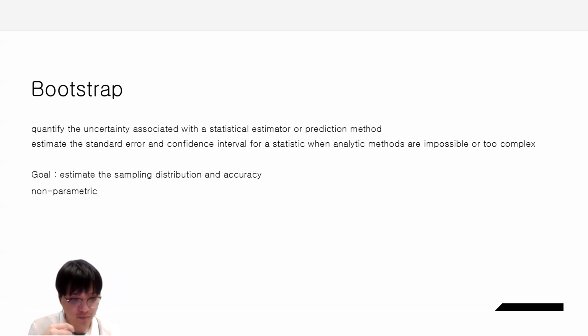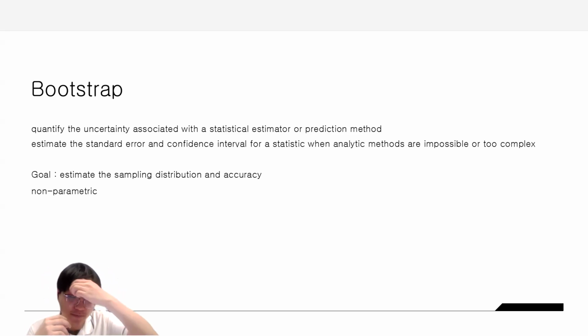The second one is Bootstrap. Bootstrap is a powerful and widely applicable resampling technique used to quantify the uncertainty associated with a statistical estimator or prediction method. This allows us to estimate the standard error and confidence interval for statistics when analytic methods are impossible or too complex to calculate.